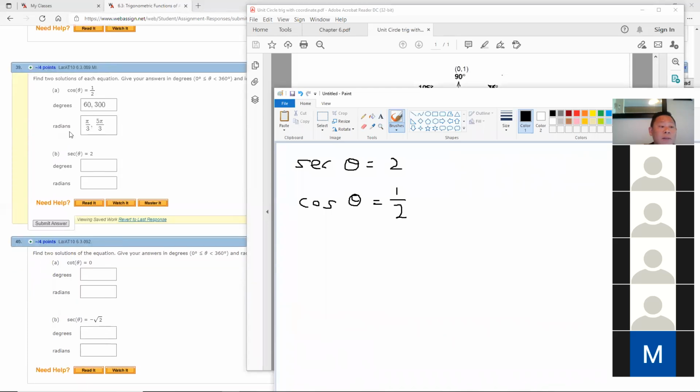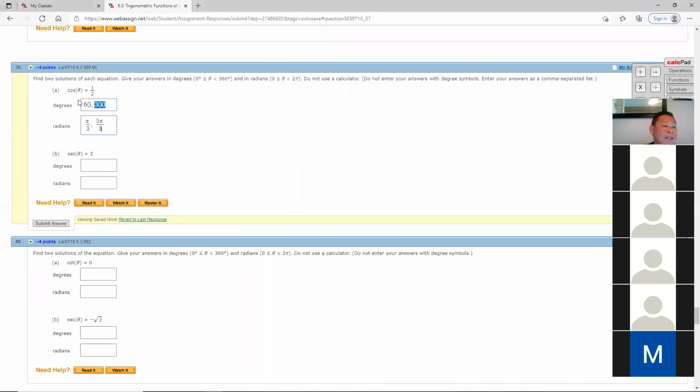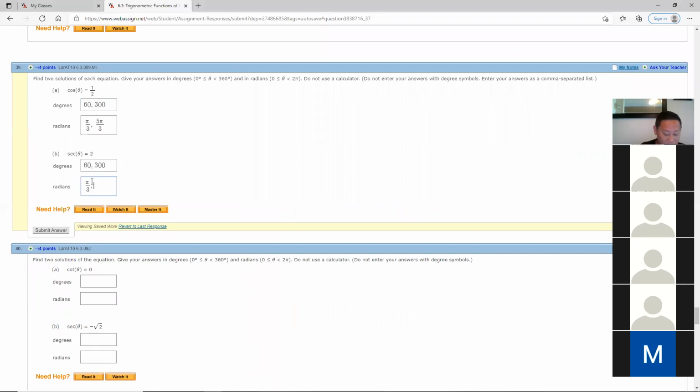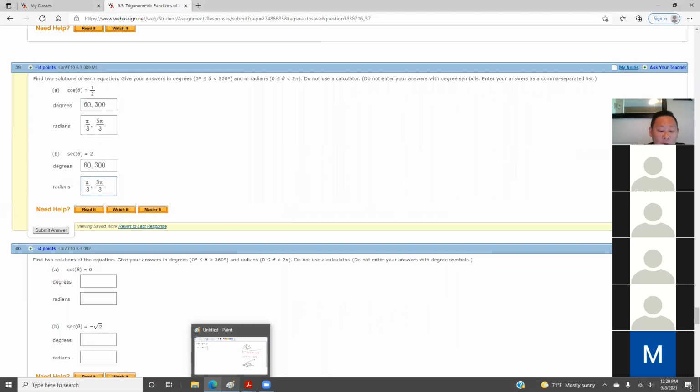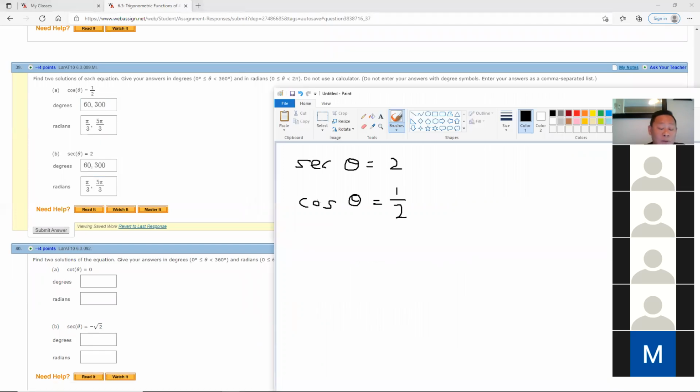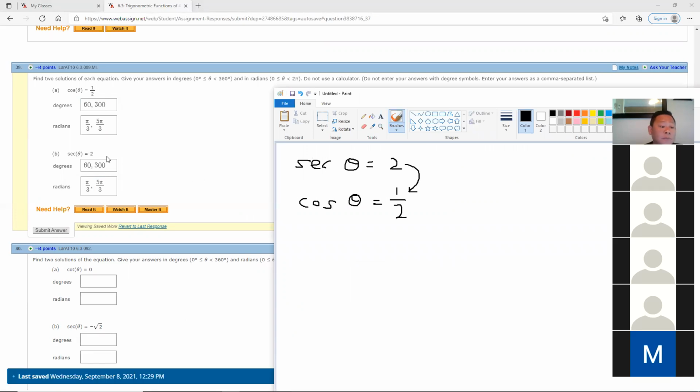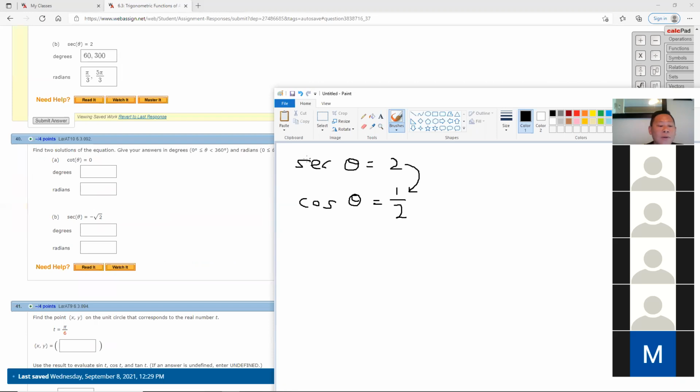Yes. So can someone tell me what is secant theta equals to 2? What is the theta in this case? It's going to be exactly the same, 60, 300, and pi over 3, and 5 pi over 3. So if you have secant, cosecant, cotangent, what you do is you flip it to become sine, cosine, tangent. But don't forget, you also need to flip that value that you have at the back. Okay, all right, let's do another one.